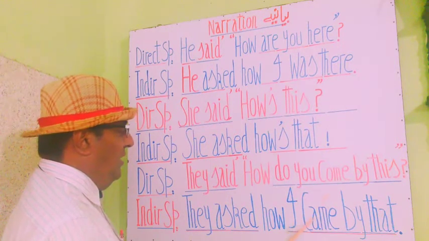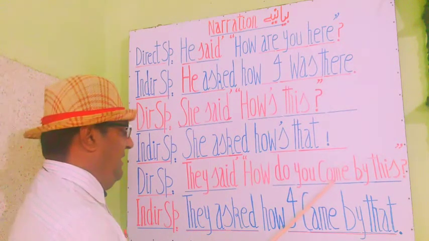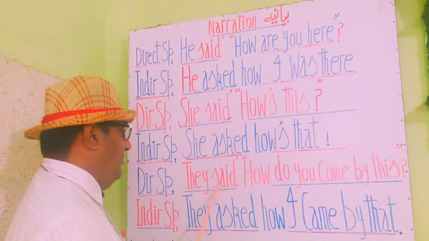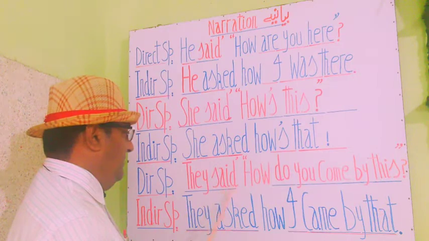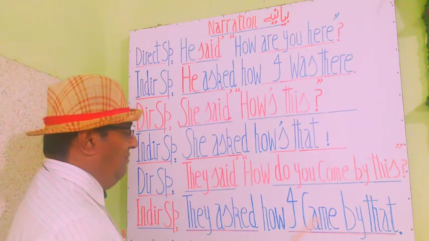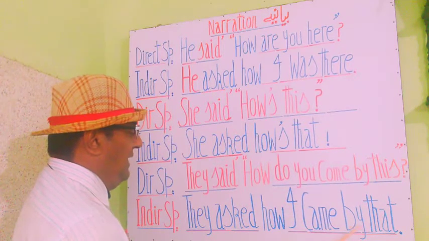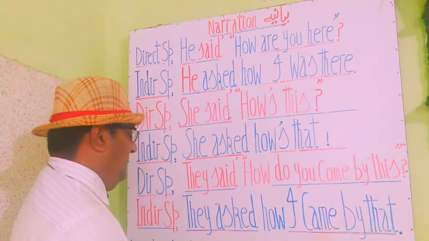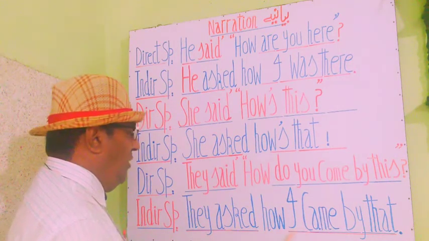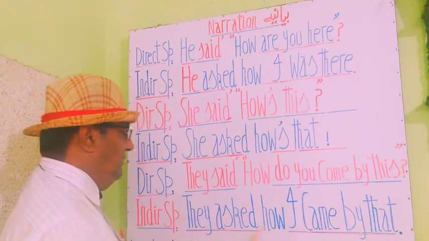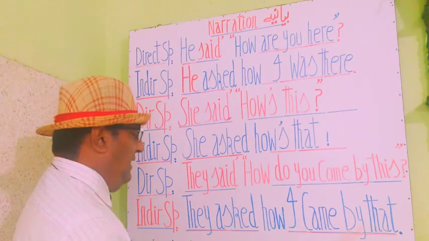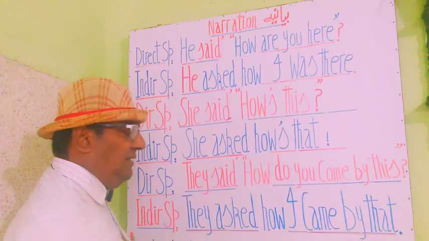They asked how I. Now we come to the verb, that is come, and we have to write this in past form because the outer part of this statement is in past. So we will put here came. They asked how I came by that. Unhone pucha ki wo mere haath kaise laga.